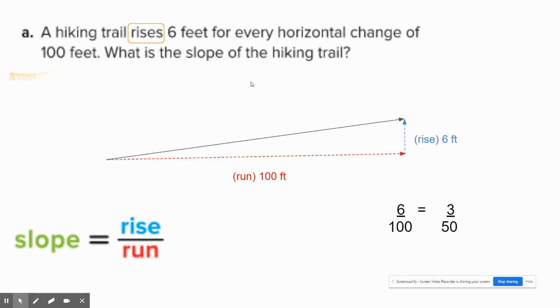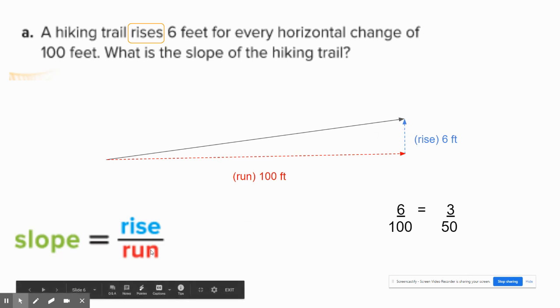I draw a picture because I say again, it rises, so I know it's going to be an uphill, positive slope. It rises 6, it runs 100. Slope is rise over run. It'd be 6 over 100, which equals 3/50 when you simplify it.